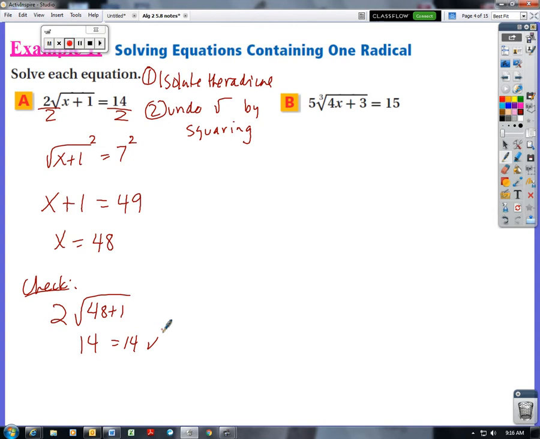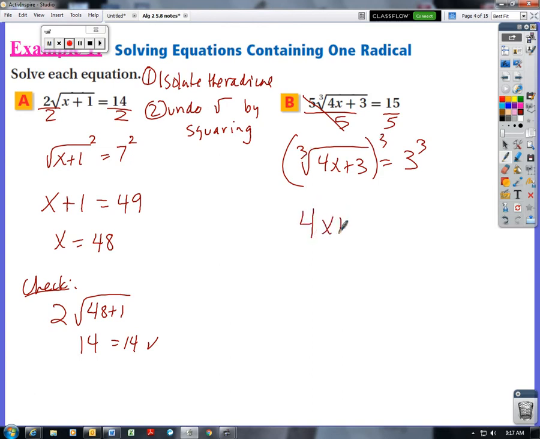So again, we have to isolate the radical. We need to divide both sides by 5. Bring down the radical. We have 3 over there. We undo a cube root by cubing. So I'm on step 2 here. We undo a cube root by cubing. And then the cube undoes the cube root, so you get rid of that whole radical. And you're left with 4x plus 3 equals 27.